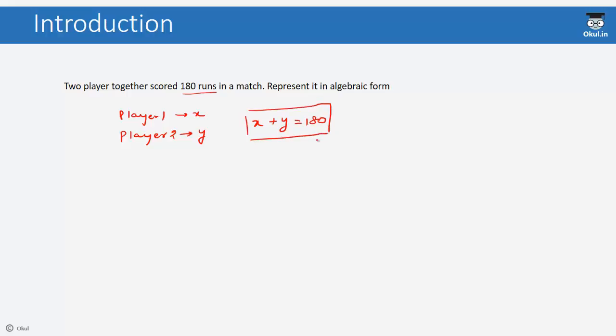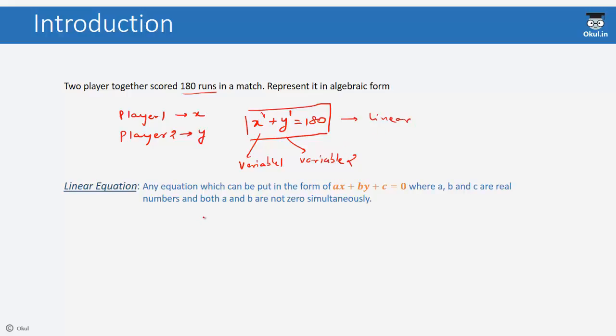These types of statements are known as linear equations in two variables. Here x is variable 1 and y is variable 2. And since the degree or the power of both x and y is 1, this is a linear equation. Now let us look at the general definition of a linear equation in two variables. Any equation which can be put in the form ax plus by plus c is equal to 0, where a, b and c are real numbers and both a and b are not 0 simultaneously.